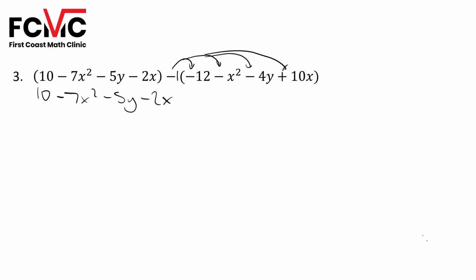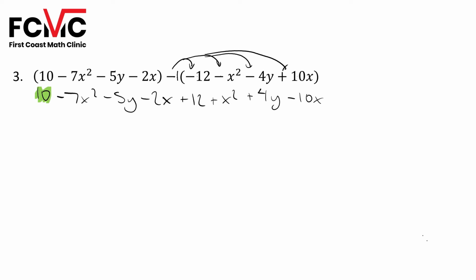And then -1 times -12 is going to give us a positive 12. -1 times -x squared is going to give us a positive x squared. -1 times -4y is going to give us a positive 4y. And -1 times 10x is going to give us a negative 10x. Now let's group our like terms.